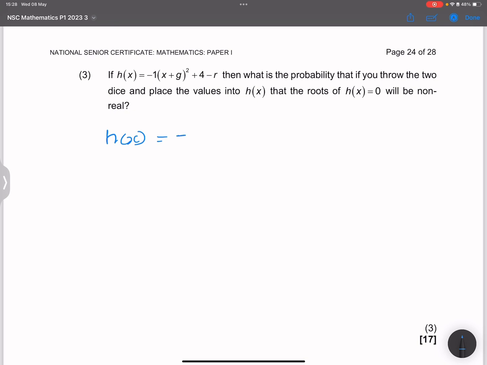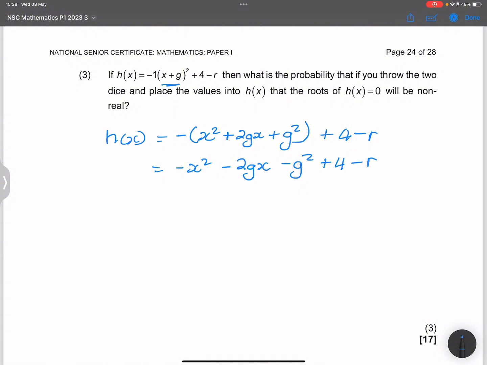So this will be minus, x squared plus 2gx plus g squared, right? So if I expand that bracket there, this is plus 4 minus r. So if I expand it, this would be negative x squared minus 2gx, right, minus g squared plus 4 minus r. So that means our a value is negative 1, our b is negative 2g, and our c value is minus g squared plus 4 minus r.